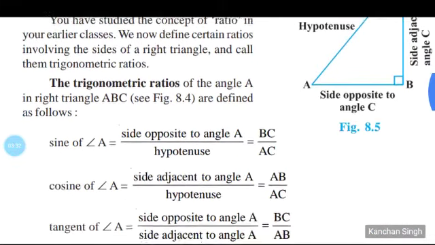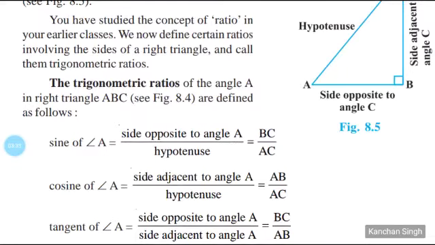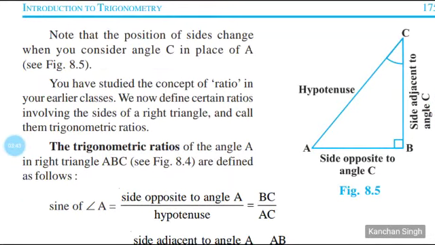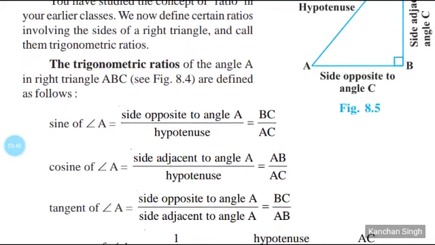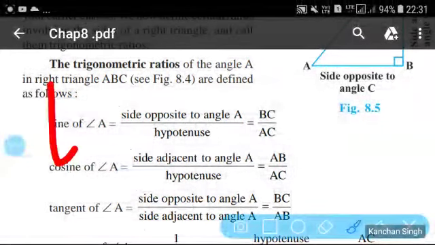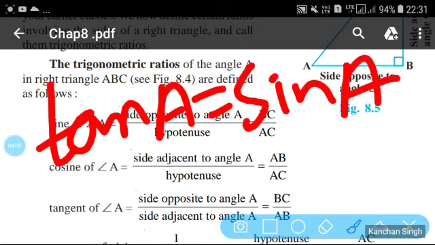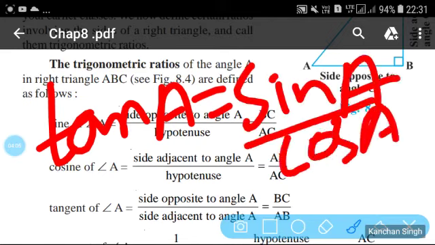Similarly, to write cos, we have to remember adjacent side by hypotenuse. From this figure the adjacent side is AB and the hypotenuse is AC. So it can also be learned as: sine is P by H, and cos is B by H. And tan can also be written as sine A by cos A.